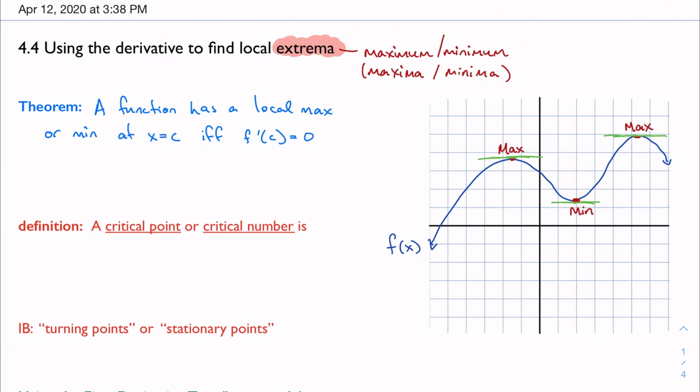Remember that our derivative is a measure of slope. Horizontal tangents here. So if we can find all the points where we have horizontal tangents, then we can find the points where we have local maxima or minima. That's all my theorem is saying. These are all the points where the derivative is 0, just to be consistent here.